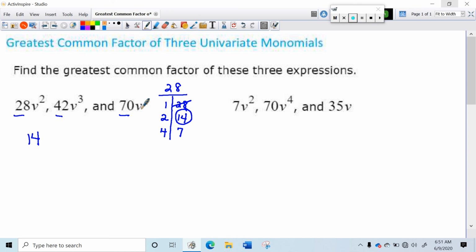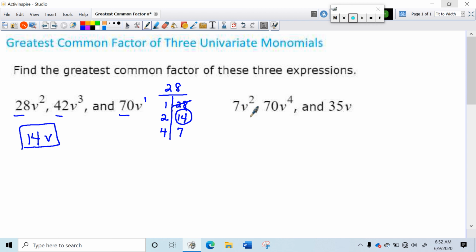And then you have your V. You have a V in each one. And if there is no exponent, it's assumed to be a 1. You want the smallest exponent. So a 1. So all of them have 14 V in common. That's the greatest common factor.